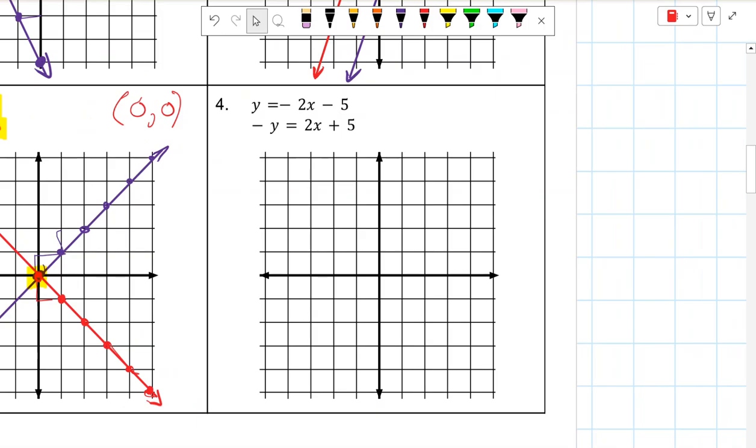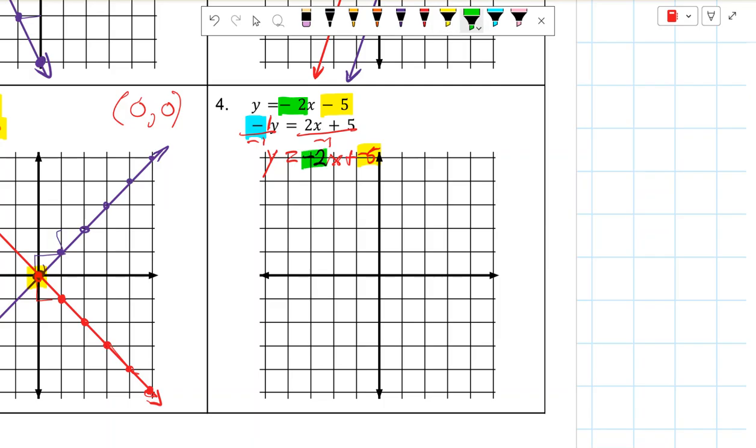Okay, on this next one, the top one is ready to be graphed. We have a b and we have a slope, but the bottom one is not because we have this negative out in front. To remove that negative, we're going to know there's a 1 here, and we'll divide by negative 1 on both sides. Now we get y is equal to negative 2x plus negative 5. And now we have a nice b here and a slope here.